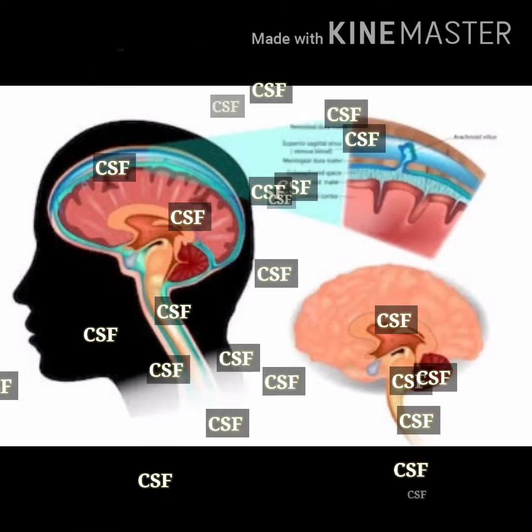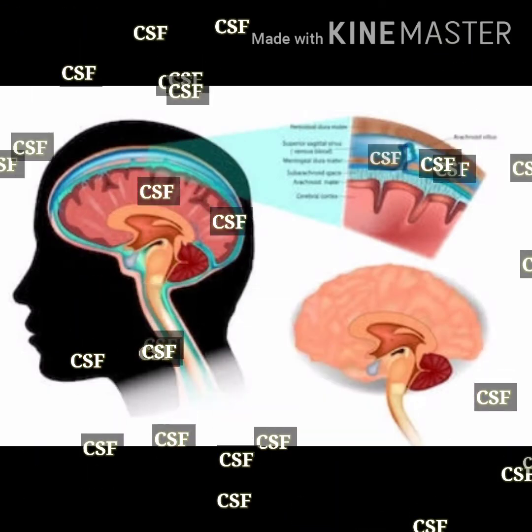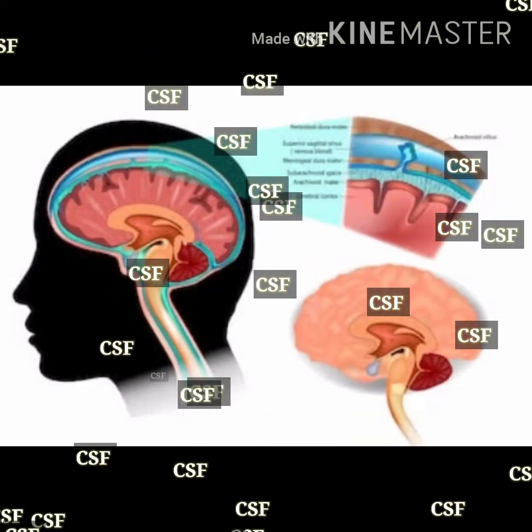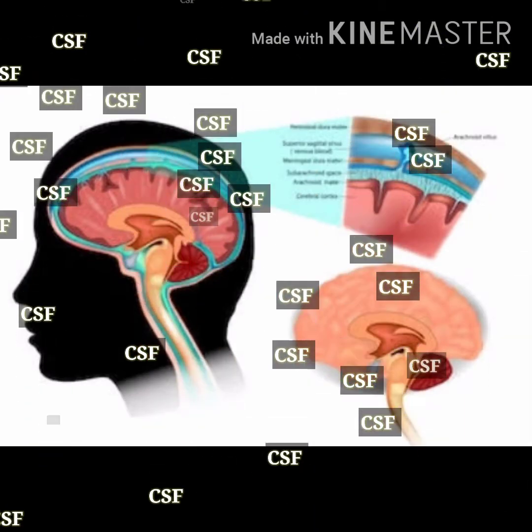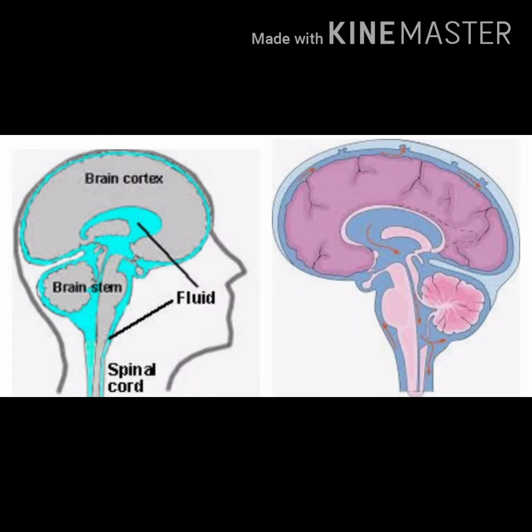Good morning to all. We have already seen in previous videos the ventricles and CSF. There we discussed that CSF protects the brain and the spinal cord, and it covers the ventricular cavity, like we discussed earlier. Today we are going to discuss the cerebrospinal fluid in depth.